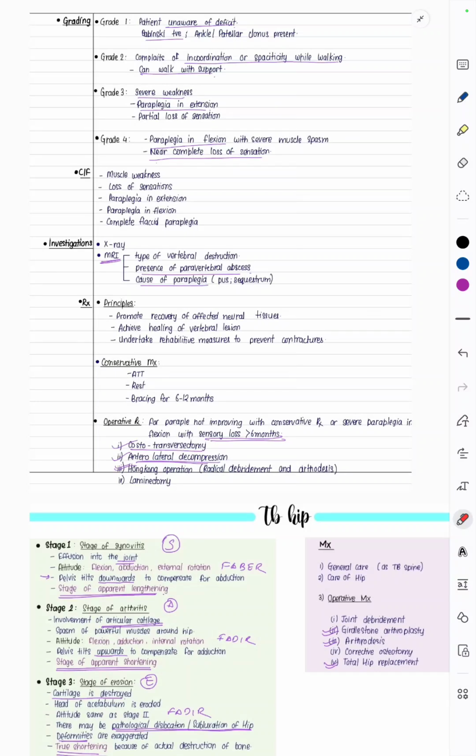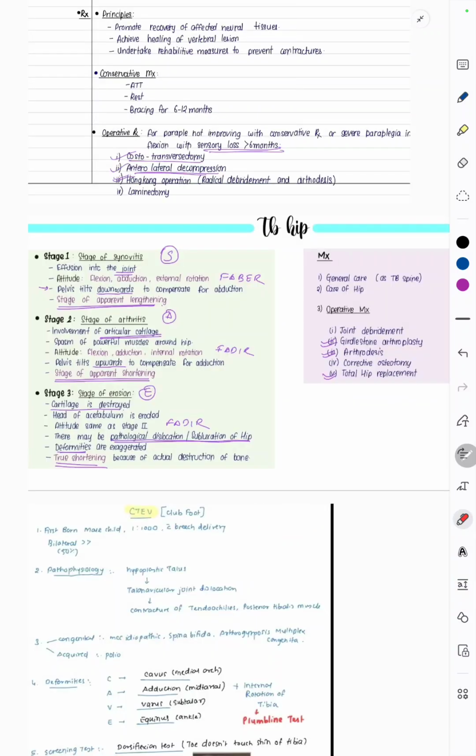Conservative management is antitubercular therapy, rest, and using of ash bracing for 6 to 12 months, or whole body cast in case of children. Then operative treatment consists of those patients where the conservative management fails or where the sensory loss is present for more than 6 months. In that case, costotransversectomy is done, or anterolateral decompression of the spine is done, or there is the Hong Kong operation. This is radical debridement, or laminectomy can be done.